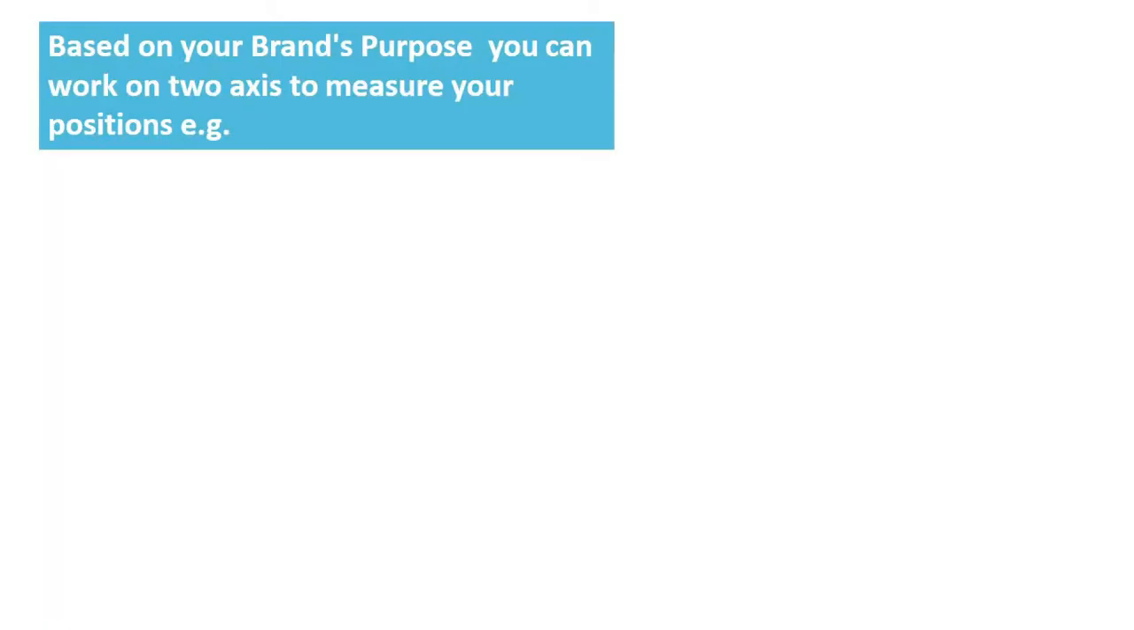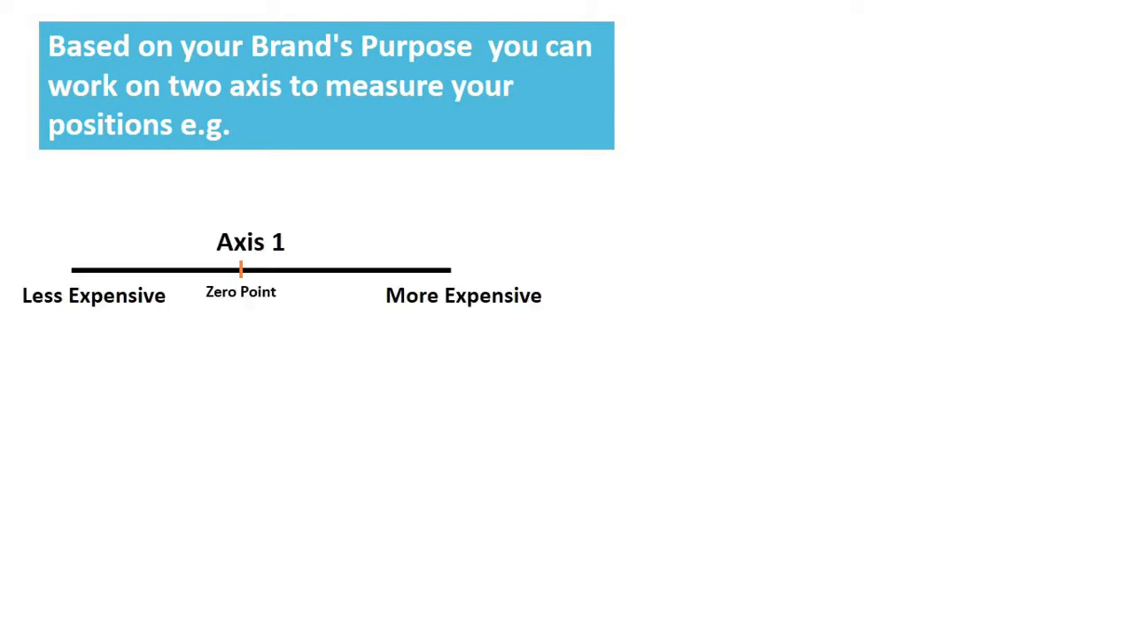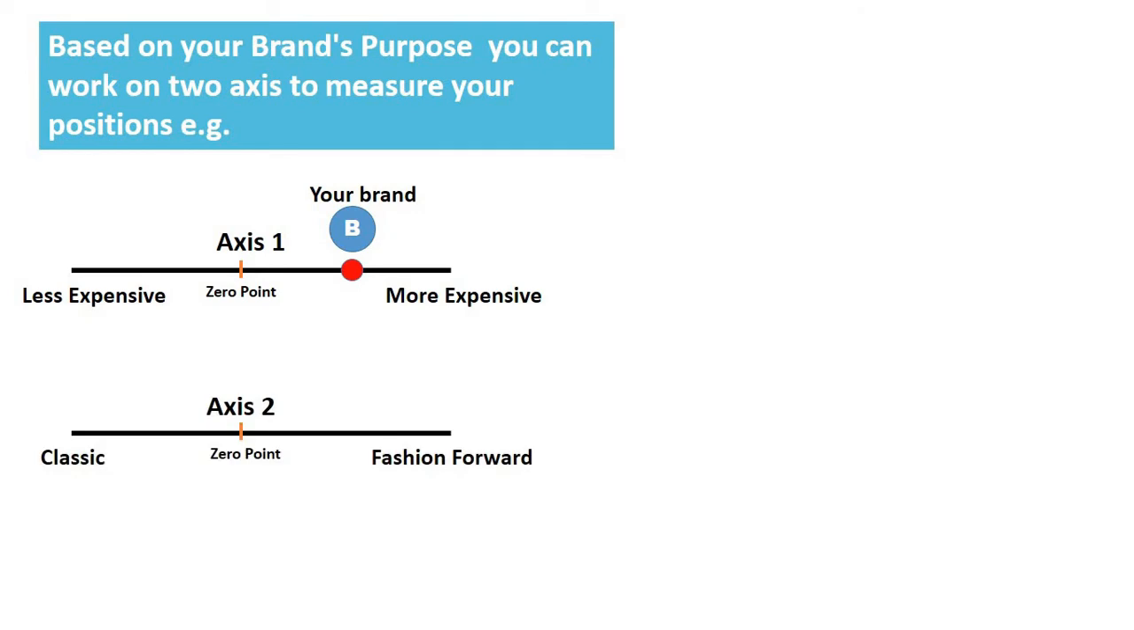To understand your brand positioning, you can work on two axes. Let's work on this chart. Axis one is, let's say, from less expensive to more expensive, and your brand comes closer to the more expensive side, not the less expensive part. Then on axis two, you are looking at the look of your brand from classic to fashion forward. You are more towards the classic or vintage side, or your silhouettes are taken from the vintage area.